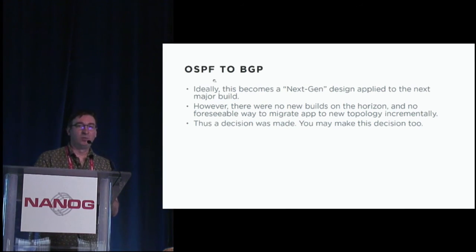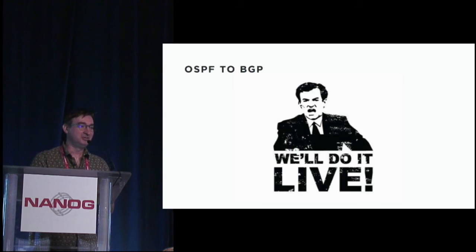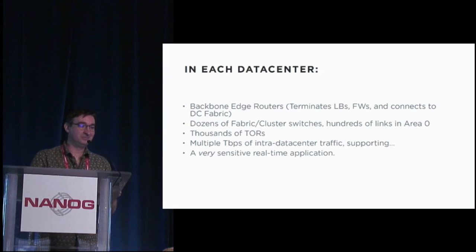We, at the time, were not looking at any new data center builds. We couldn't foresee a way that we could build a new topology in our data center and migrate traffic over incrementally. Thus, we made the decision that we were going to do it live. We were going to turn up BGP inside our data center on the same topology that our OSPF was currently running on, and then tear down OSPF.